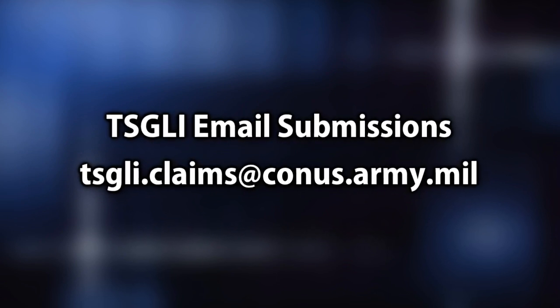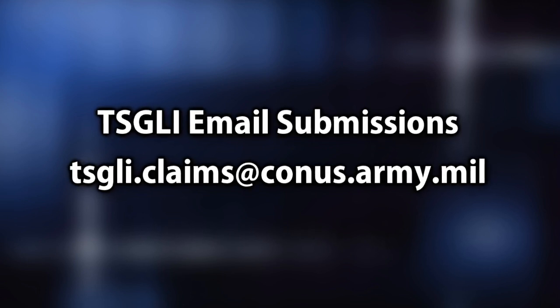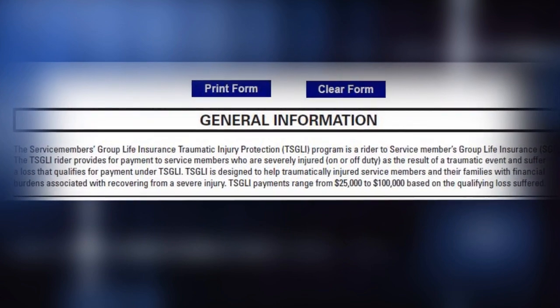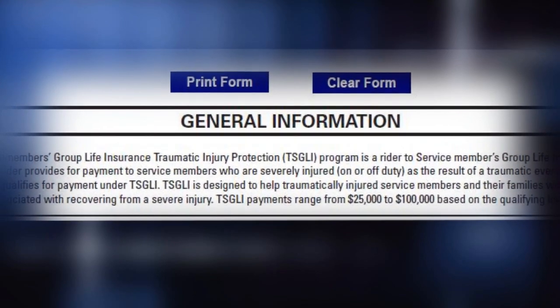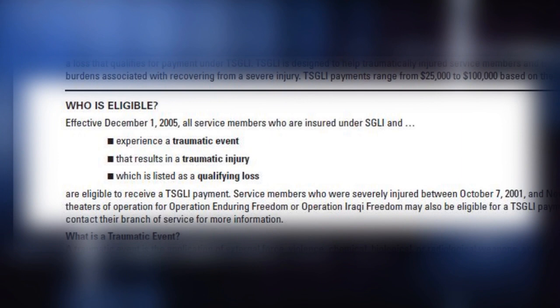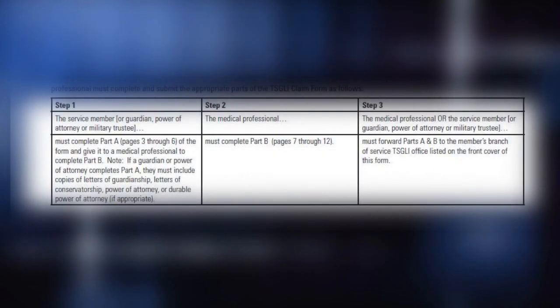The new address to submit your completed form to is tsgli.claims@conus.army.mil. Moving on to page 1 of the claim form. This is the general information of the TSGLI program and benefits that I discussed in the briefing prior to the tutorial. It covers who is eligible, what constitutes a traumatic event, what is a traumatic injury, what is a qualifying loss, and the steps to file your TSGLI claim.